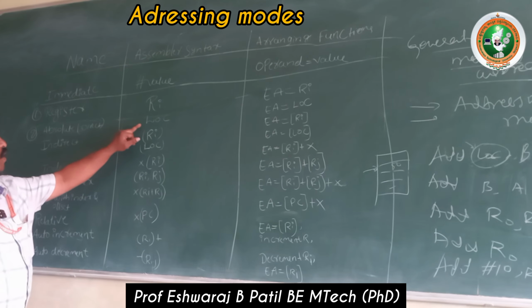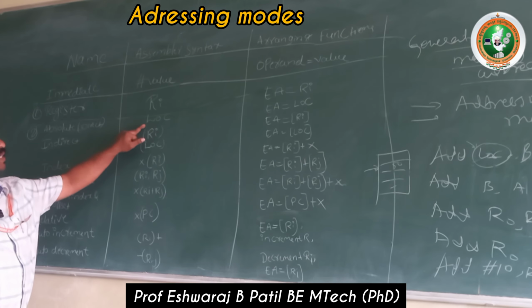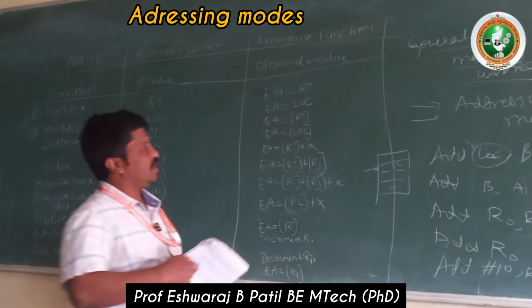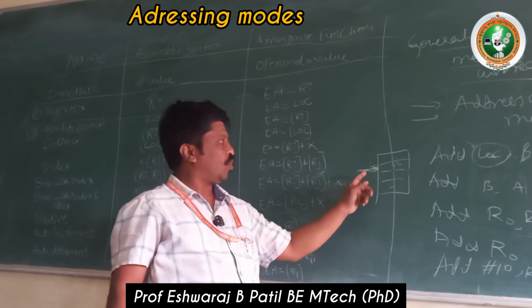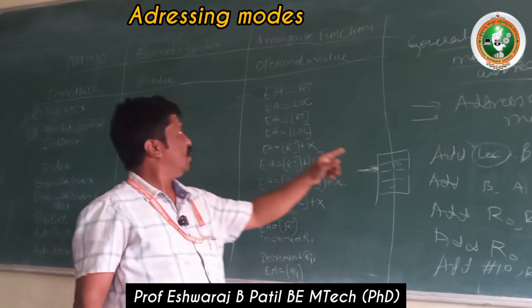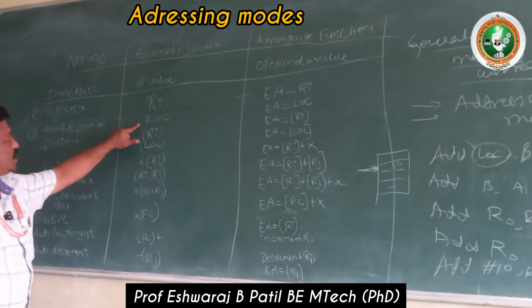This is to be done through the location. The location we are mentioning here is the effective address, within this memory location only. Through this particular memory location I have the operand. This one is called the absolute addressing mode or location.